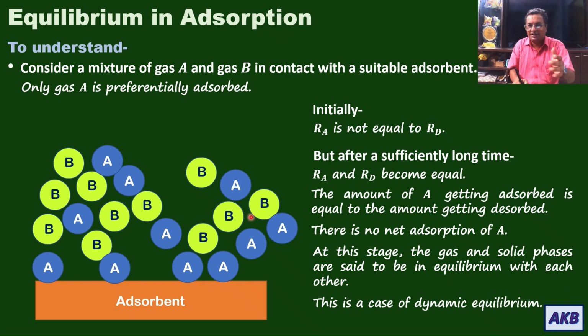And for understanding this, we have considered a simple case of a mixture of gas A and gas B in contact with adsorbent. And now I'm sure you must have understood how equilibrium is reached in this process. Let us move on.